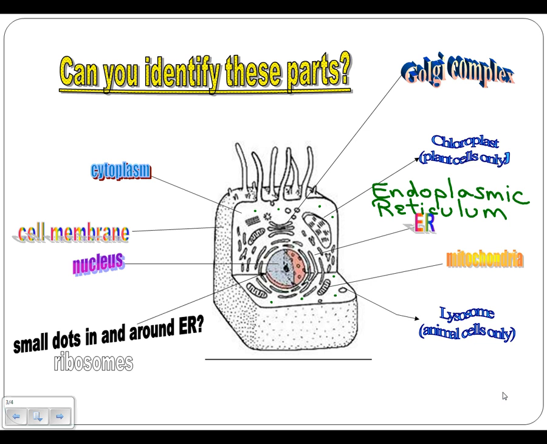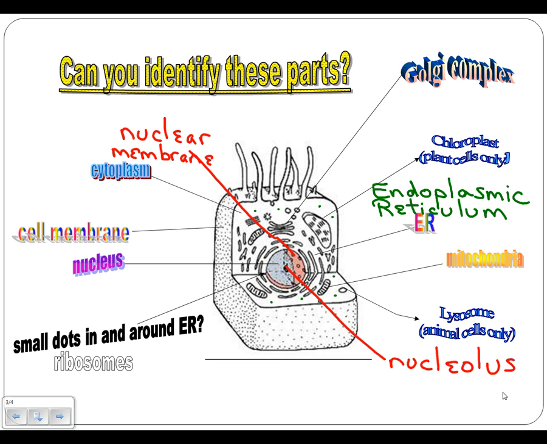Now within the nucleus, as you're probably already aware, this in the middle, that would be our nucleolus. And of course, this outer portion here, right there, that would be our nuclear membrane, also known as nuclear envelope. So these are the major parts of the cell.